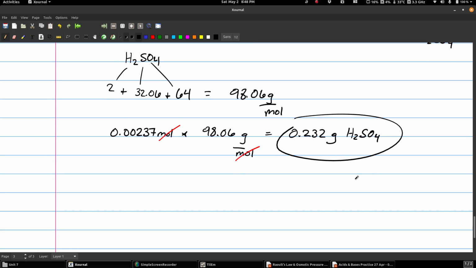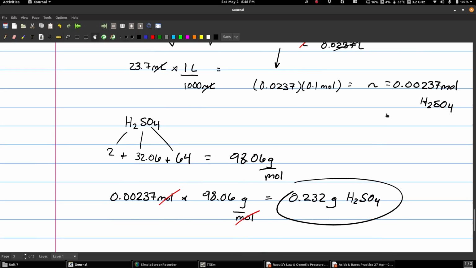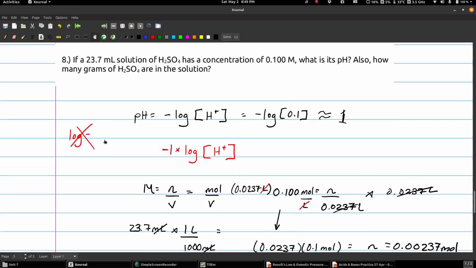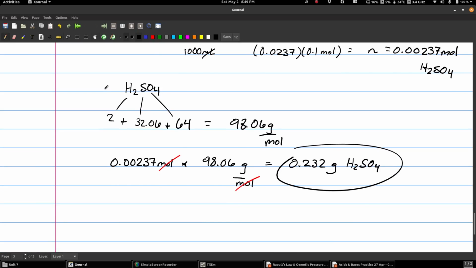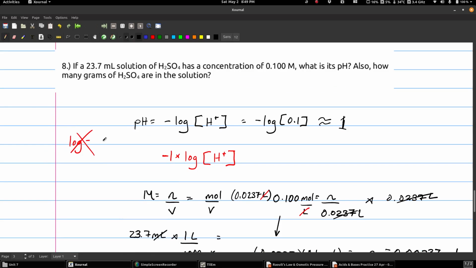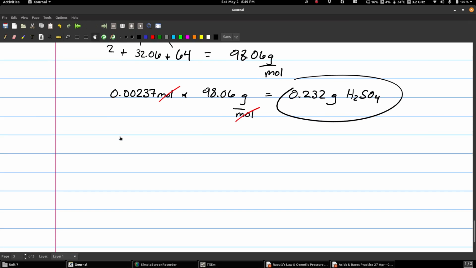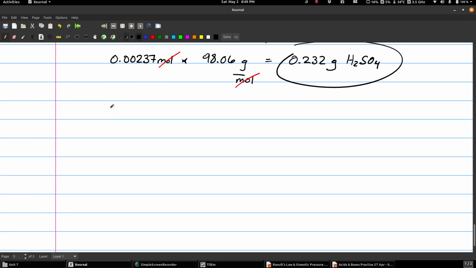Really, the whole idea of this is to be able to read a problem and figure out how to approach it. None of these problems are too challenging mathematically. It's really just you have to read into it and find out what it's asking you. And that's how you should be able to solve any problem in chemistry.